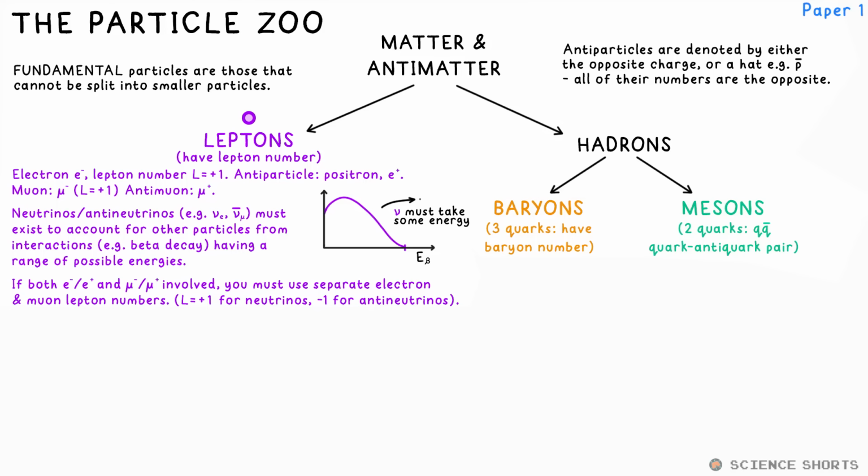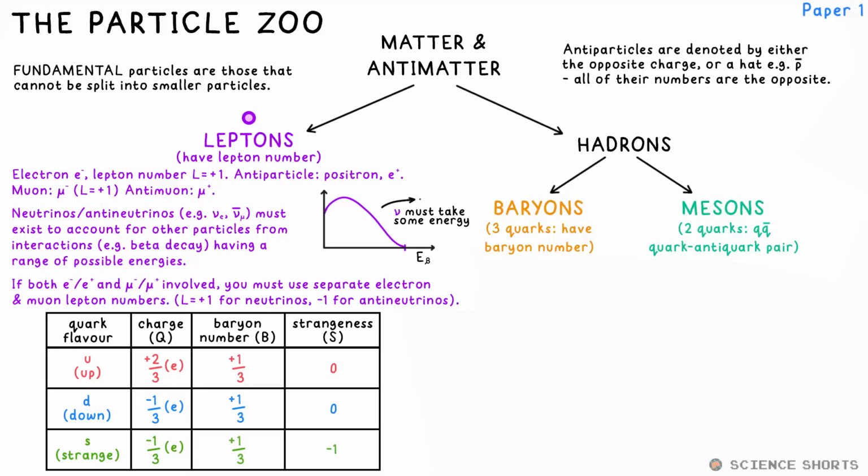Hadrons are split into baryons made of 3 quarks and mesons made of 2 quarks, a quark-antiquark pair. So hadrons aren't fundamental particles. The 3 flavors of quark we deal with are up, down, and strange. Up has a charge of +2/3 e, down and strange -1/3. Only strange quarks have strangeness. -1 for a strange quark, +1 for an anti-strange. After all, they are strange.